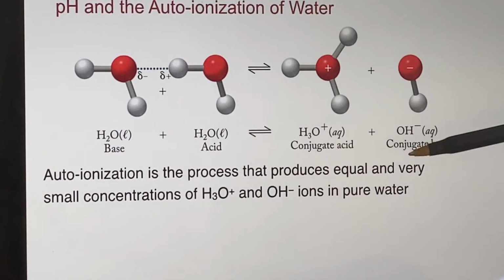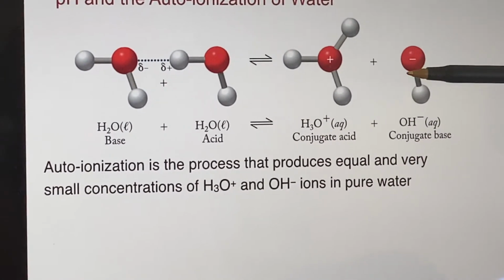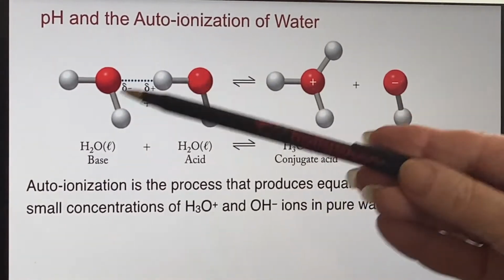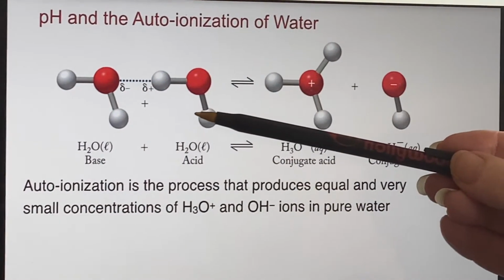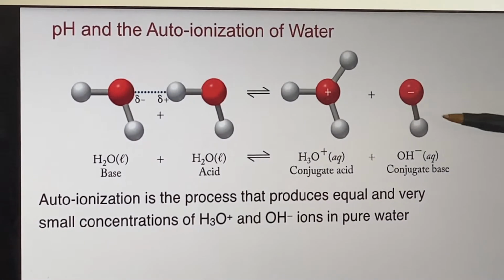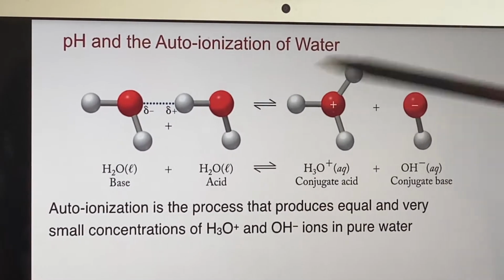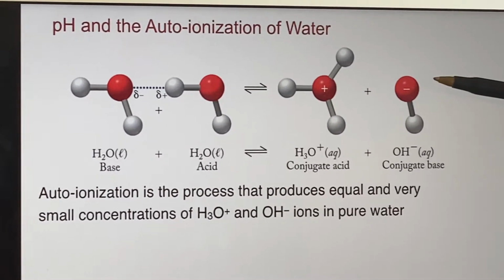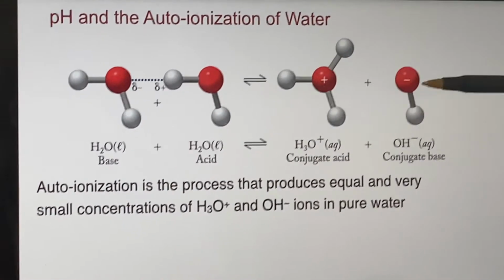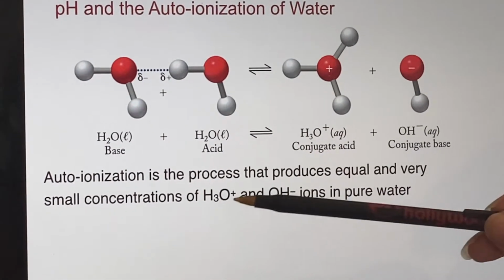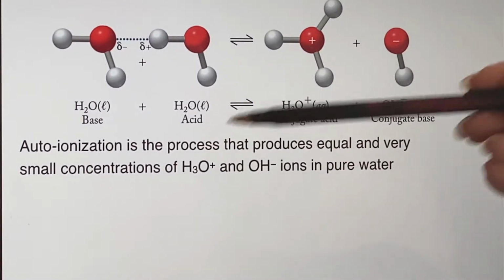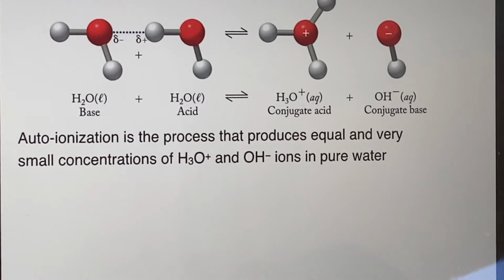As you can imagine, these always end up trying to be equal, because if it's happening just between these two, there's only one thing that can happen. If one of them goes up, the other one is going to go up. Anytime you make one of these, you're making one of these. So this auto-ionization is why we get these very small but very predictable concentrations of hydronium and hydroxide ions in pure water.